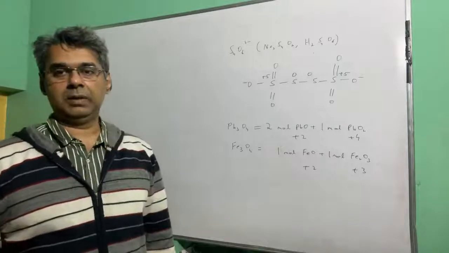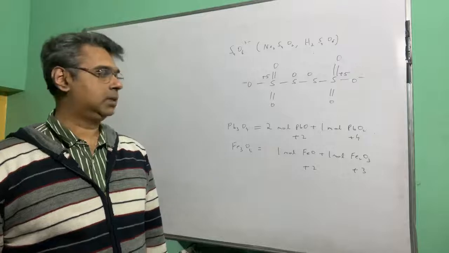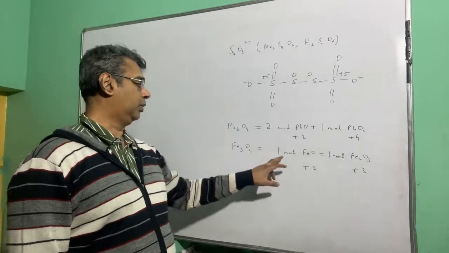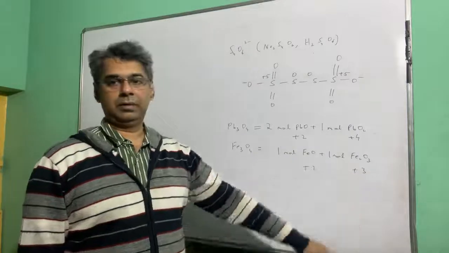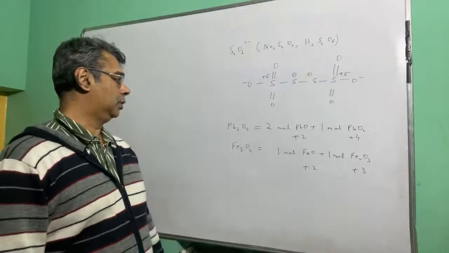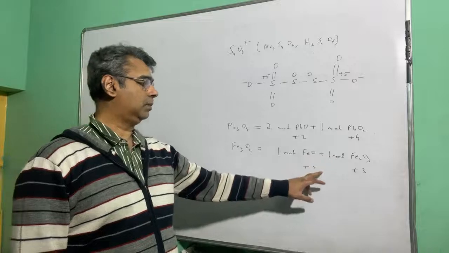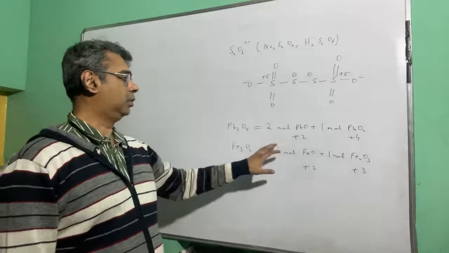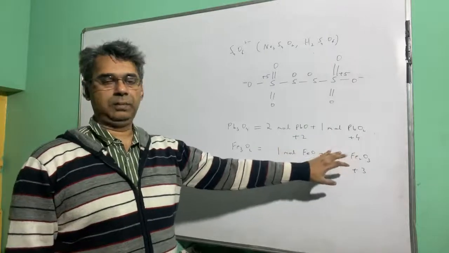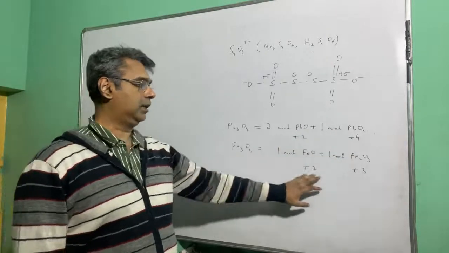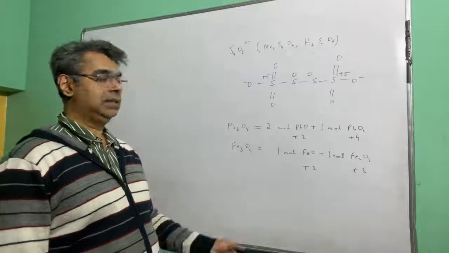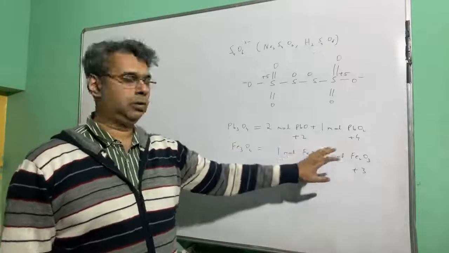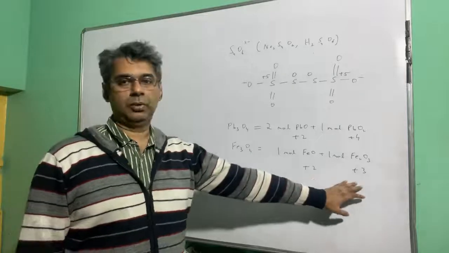So this is another example where you have multiple oxidation numbers in the same compound. Fe3O4, 1 mole of FeO and 1 mole of Fe2O3. So FeO oxidation number +2, Fe2O3 oxidation number +3. So in Pb3O4 lead can be +2 or +4. In Fe3O4 iron can be +2 or +3 in the same compound.